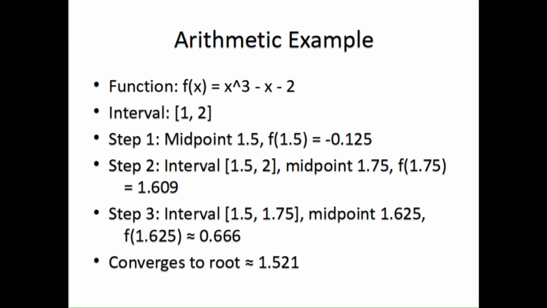As an example, we have a function x to the power of 3 minus x minus 2 in the interval 1 to 2. If we plug into the function the values of 1 and 2, we respectively have function values minus 2 and 4. Since the signs are different, a root lies between them. Repeating the steps gives us the root near x equals 1.521.